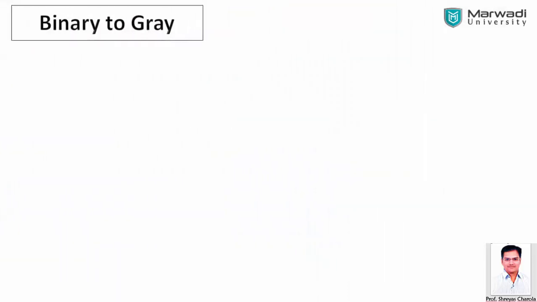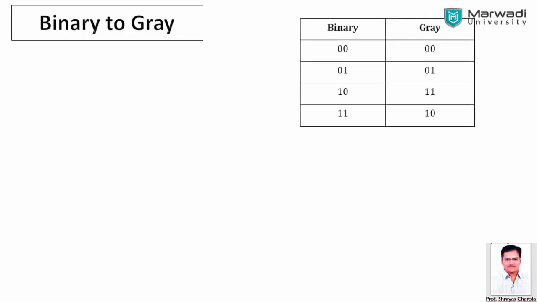Let's take the first code conversion method, binary to Gray. If you talk about the binary number system and the Gray number system, the binary sequence is 00, 01, 10 and 11. If you look at the Gray sequence, it is 00, 01, 11 and 10.